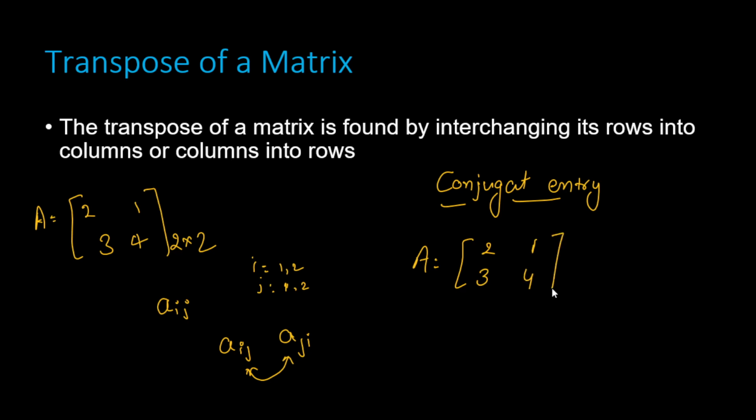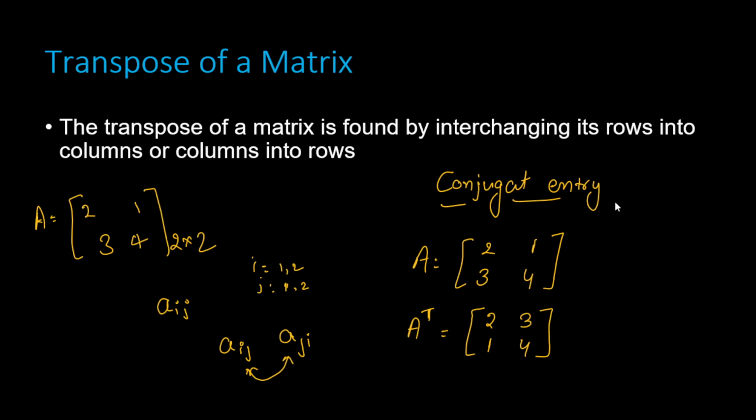2 1 3 4. Okay, so the transpose of A is denoted by A to the power T, and that will be basically what? The row becomes column and column becomes row. So 2 1, which is the row become column, and this becomes, okay, so this is what? The transpose, row becomes column and column becomes row. So this is what is called transpose.